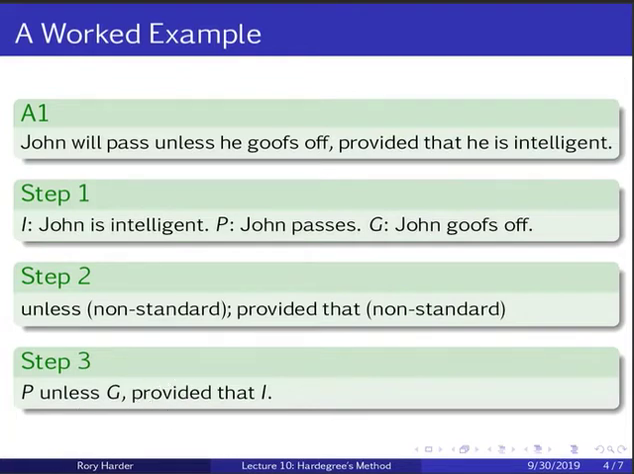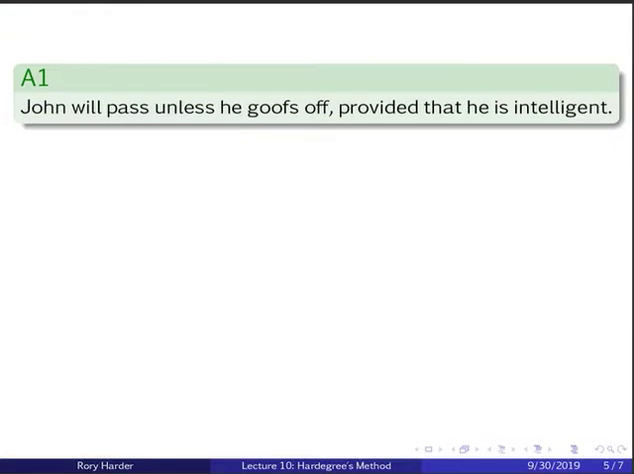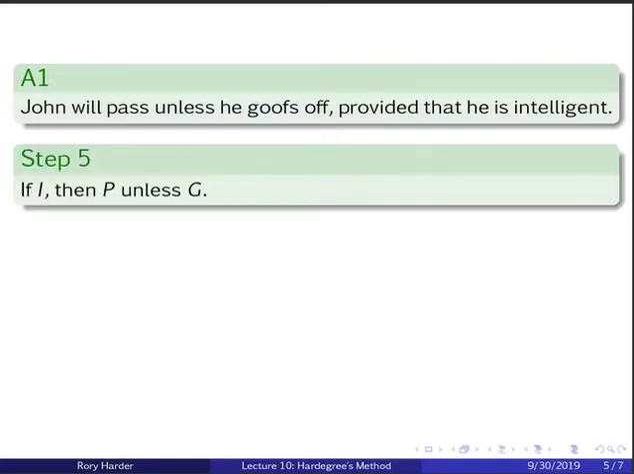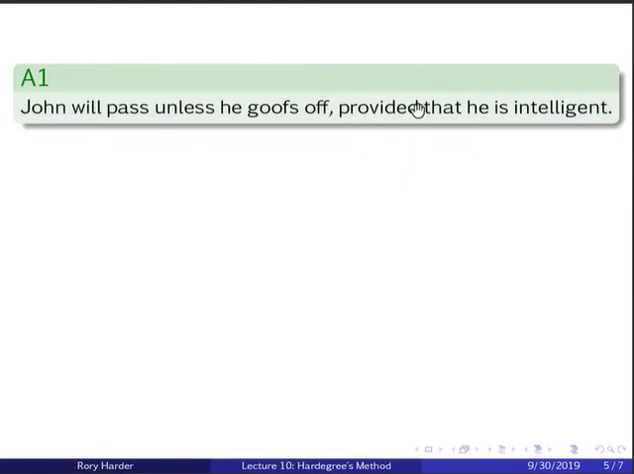Now, the fourth step is that we want to look at what we have in step 3, and we have to figure out which of these two connectives is the major one. Which of these two connectives has the highest scope? So take a moment to reflect on what the answer to that is. So here's the sentence again, and the answer to which connective has the highest scope is that the connective provided that is the one with highest scope.